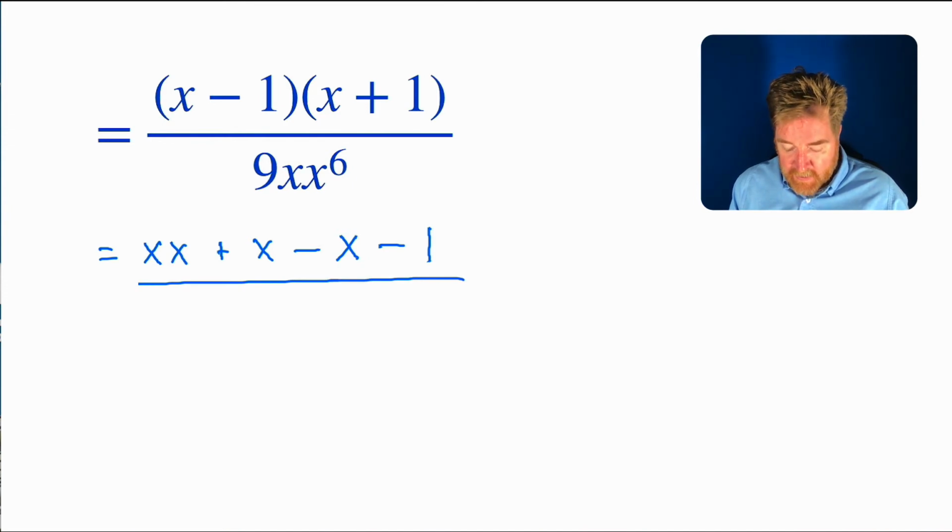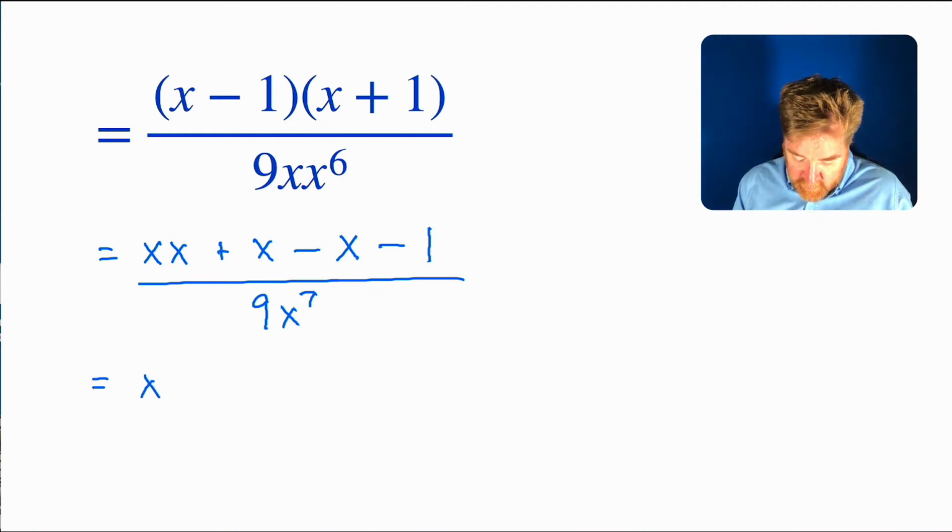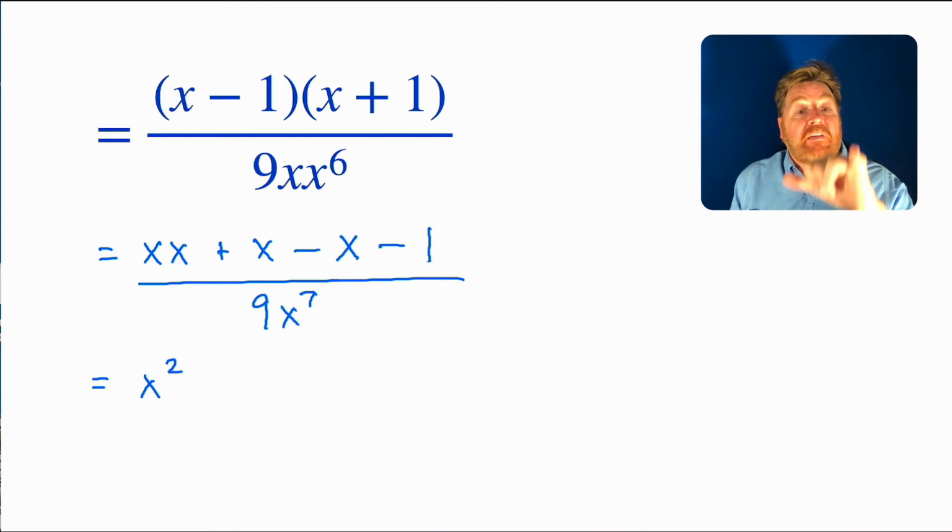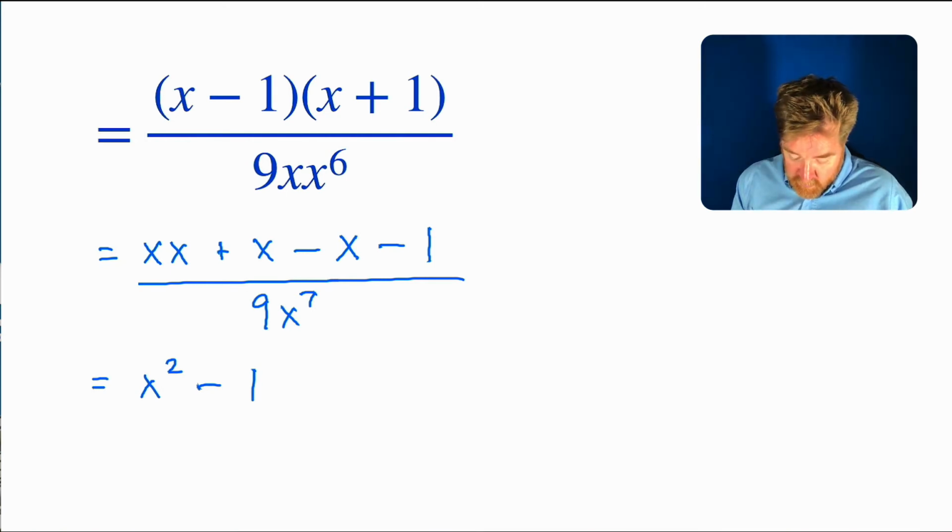And in the denominator, oh, that's a nice little bit of exponent work to simplify. That's just 9x to the 7th, right? Now, in the numerator, that's just x squared, that first term, plus x minus x. So it's really 1x minus 1x. So x minus x, that's just going to give us 0, right? So we don't have any x's left. And we still have the minus 1. So x squared minus 1 over 9x to the 7th.